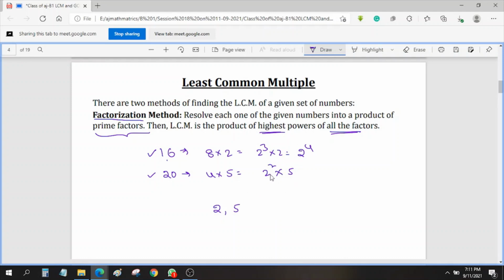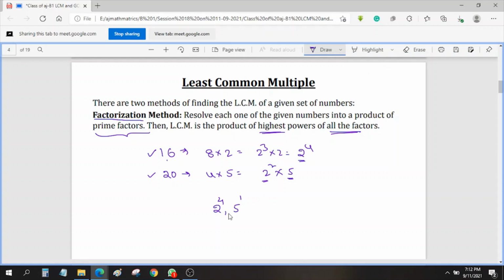So what is the highest power of 2 here? 2 square in the below, 2 power 4 in the above. So the highest power is 2 power 4. And when it comes to 5, we have only one 5, that is 5 power 1. So 5 power 1 is the highest power of 5.